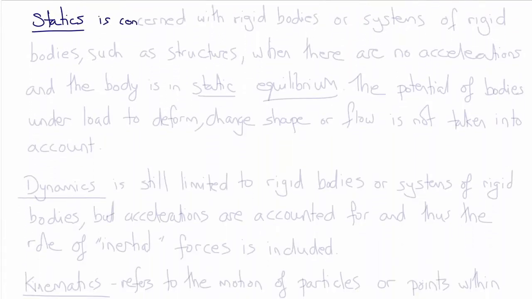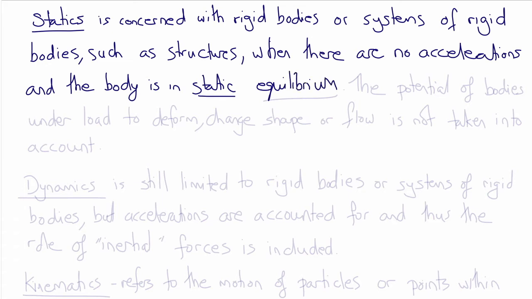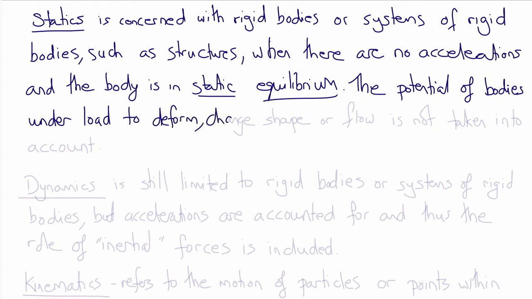So statics is concerned with rigid bodies or systems of rigid bodies, such as structures, where there are no accelerations and the body is therefore said to be in static equilibrium. The potential of these bodies to deform or change shape under load or to flow is not taken into account. That's what we mean by rigid. Therefore, the properties of the particular material are not considered, just how the forces get distributed between the components of the body based on the laws of mechanics and under the assumption that the body is in equilibrium.